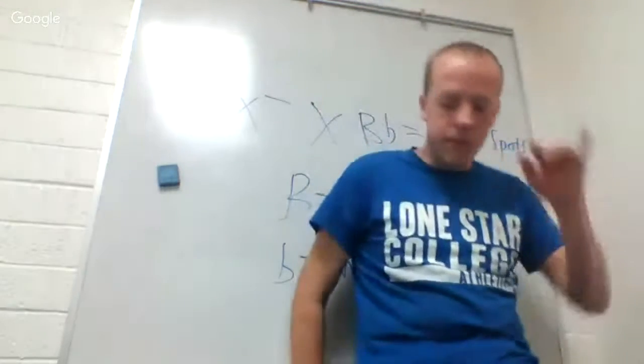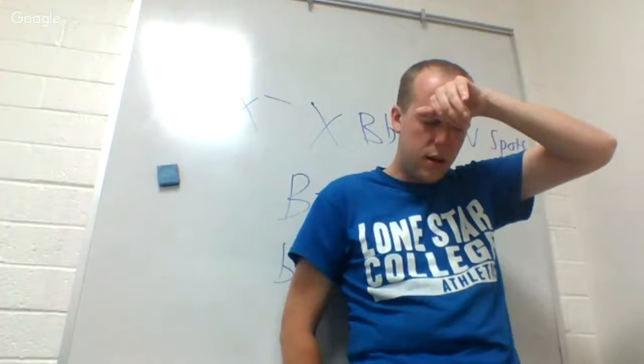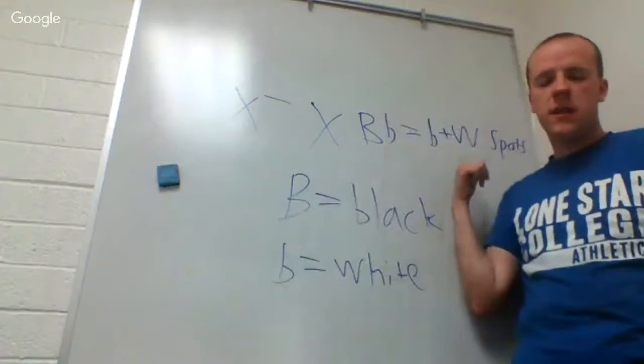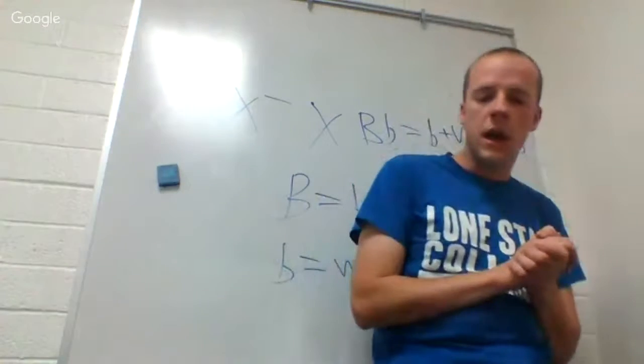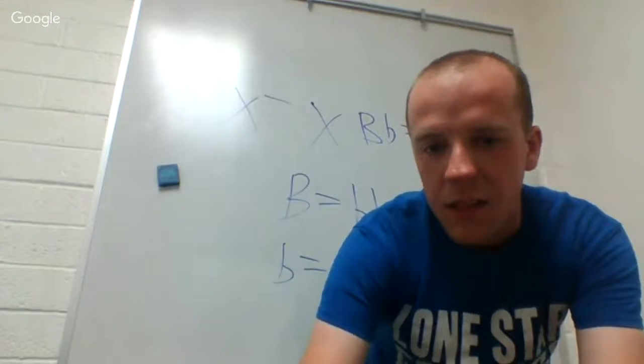If it were, let me think, there's codominance and there's incomplete dominance. If it were incomplete dominance, instead of being black and white spots, it would be gray all over. Okay, so now part B. Let's see. Here we go.